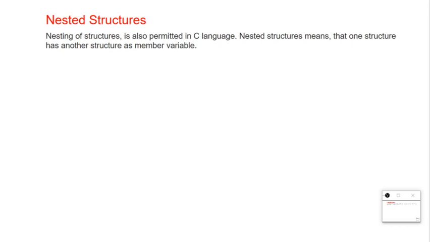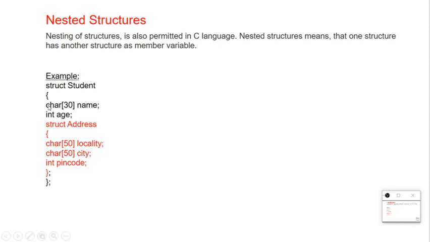I have colored red for the nested structure, another sub-structure. So you can see here struct student, the bracket starts here and ends here at the last, and within that again we have a structure. First student name, so we can assume student name, int age, and next again what I have done, I have taken student address. In the student address, char locality, char city, int pin code.